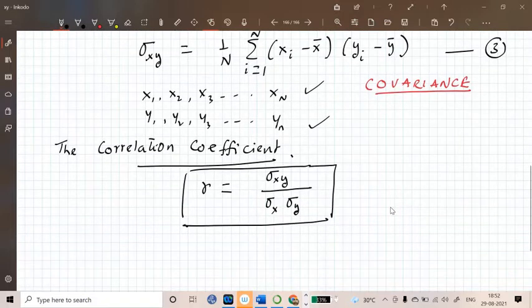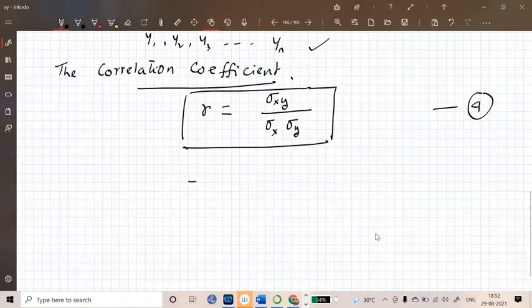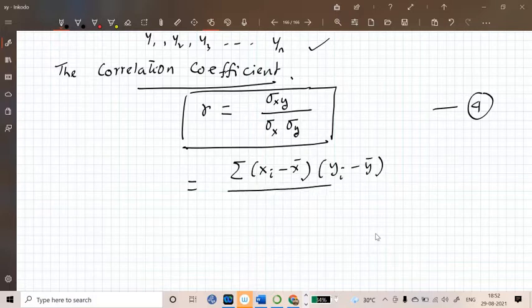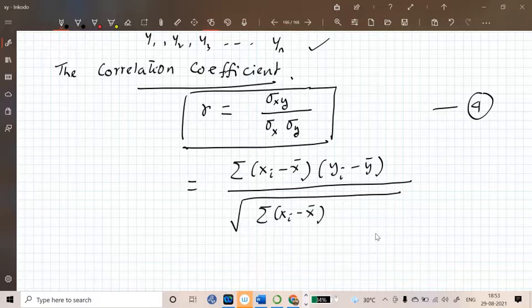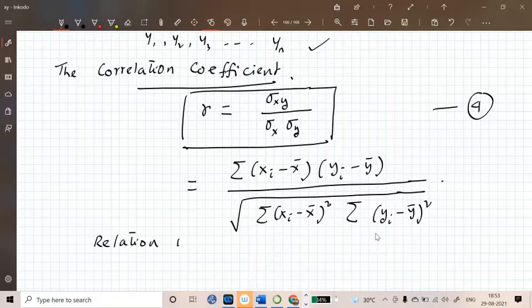Now if we put the explicit formulas here, this formula is easy to remember, sigma xy by sigma x into sigma y, and say we call it number 4. If we now put the expressions there, we have the sum over xi minus x bar into yi minus y bar, divided by the square root of the sum over xi minus x bar whole square into yi minus y bar whole square, under the square root. So this formula is between two sets of observations, a relation between two sets of observations.